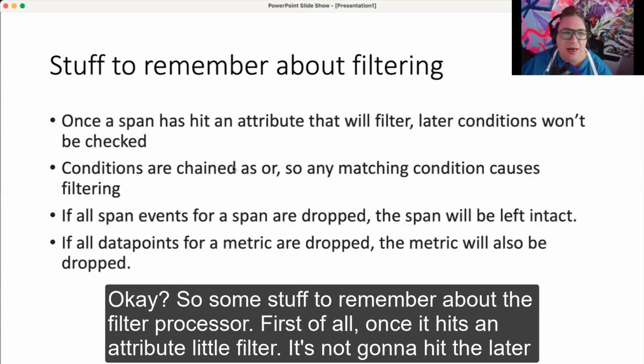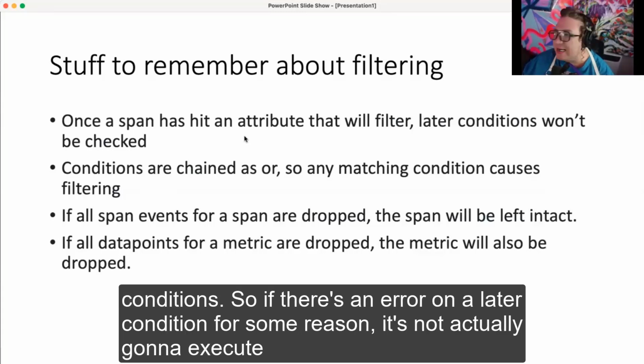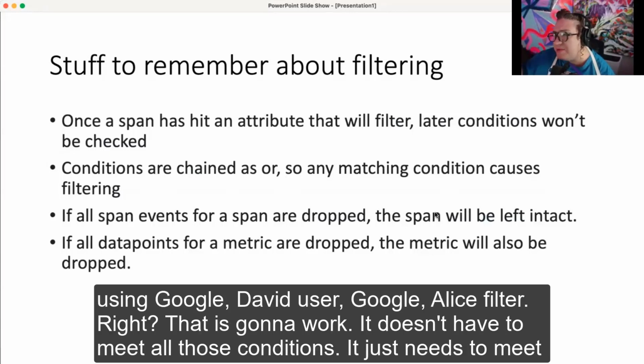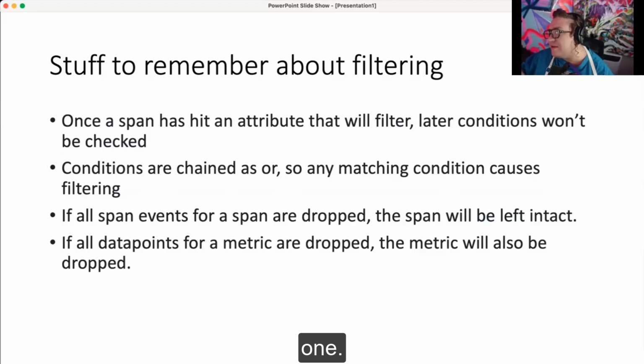Okay, so some stuff to remember about the filter processor. First of all, once it hits an attribute that'll filter, it's not going to hit the later conditions. So if there's an error on a later condition for some reason, it's not actually going to execute. And then any matching condition will work. So the config that you just saw, where it's like, hey, user equal to Bob, user equal to David, user equal to Alice, filter, right? That is going to work. It doesn't have to meet all those conditions. It just needs to meet one.